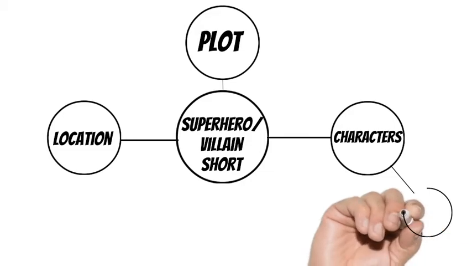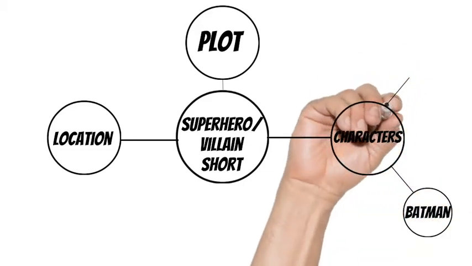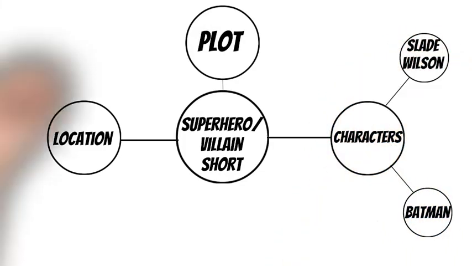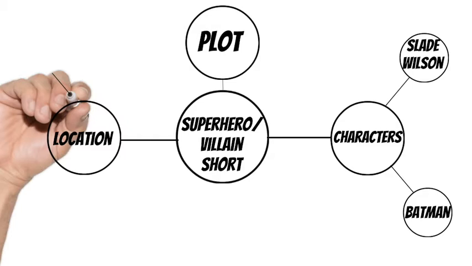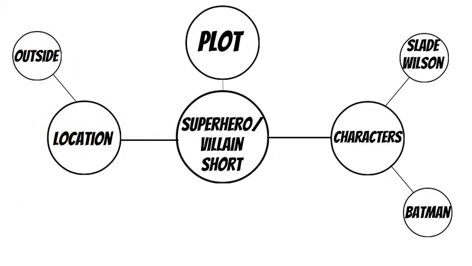So let's start with the characters, right? So I know this is going to be superhero, so I'm going to put Batman down. But because I know I built my own Deathstroke outfit, I'm going to have to add Slade Wilson in here. Let's jump to locations. This is going to be outside. It's going to be like a daily routine of Slade Wilson, aka Deathstroke.